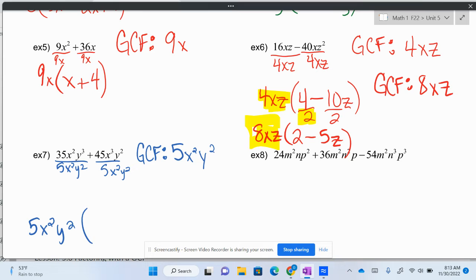All right, so let's see. 35 divided by 5 is 7. And x squared cancels out. Y cubed minus y squared, 3 minus 2 is 1, so 7y. Positive 45 divided by 5 is a positive 9. X cubed minus x squared, well, 3 minus 2 is 1, and my y squared cancel out.